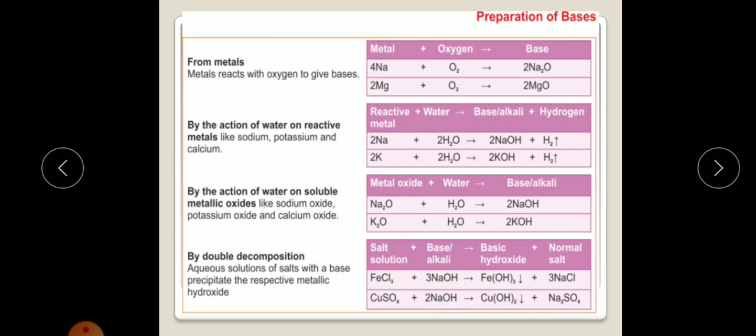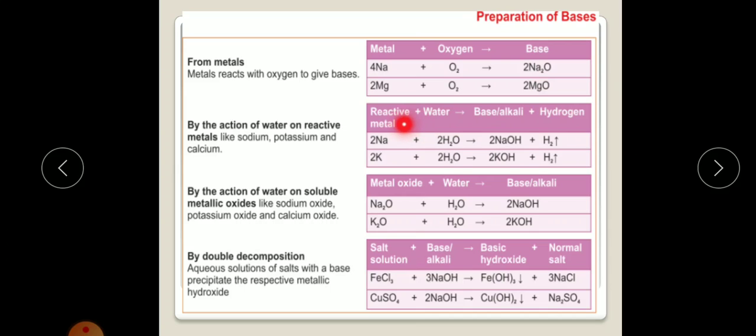So the first, we can prepare the bases from metals, as metal reacts with oxygen to form base. Say for example, if you take sodium and react with oxygen, it will form sodium oxide. Or if you take magnesium, it reacts with oxygen to form magnesium oxide, which are bases. They are bases because when you dissolve them in water, they will form hydroxide.